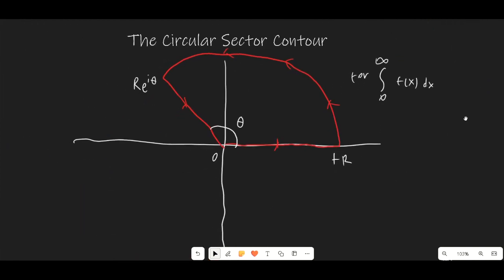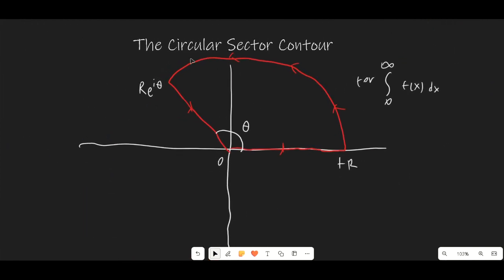Another contour that we may use here is the circular sector contour. So notice that we trace out the integral from 0 to infinity, and then we go back along this circular arc, but we won't necessarily make a full semicircle here. That depends on our value of theta. If theta equals pi, then we just get our semicircular integral, which means that the semicircular integral is actually a special case of the circular sector contour. And notice that theta can be anything from 0 to 2 pi, and this can give us a lot of different options for our integral.